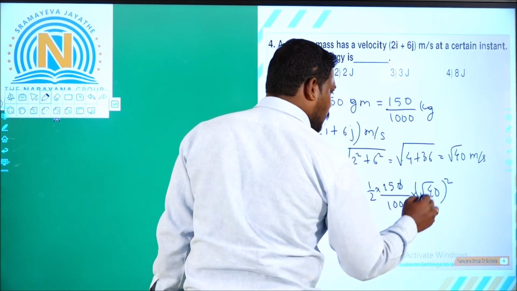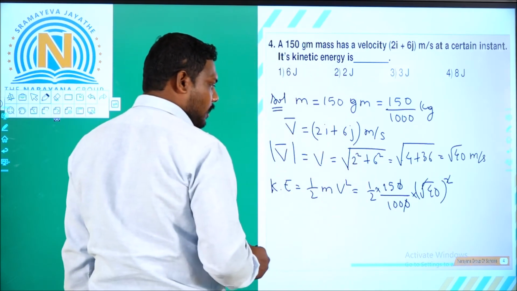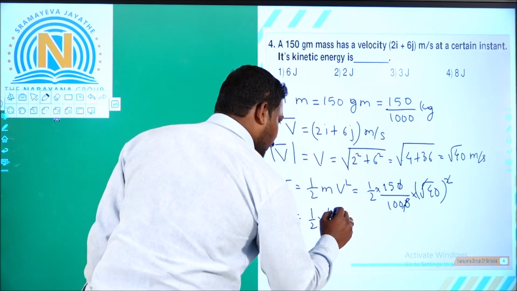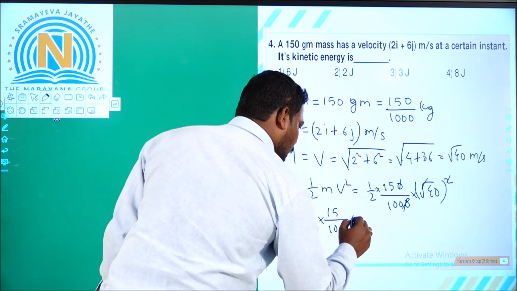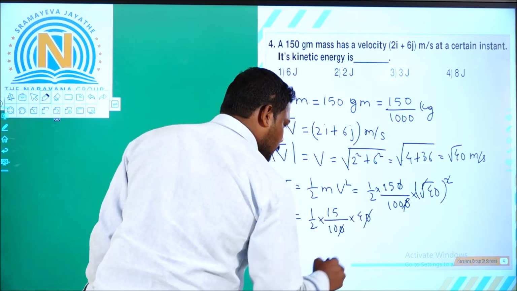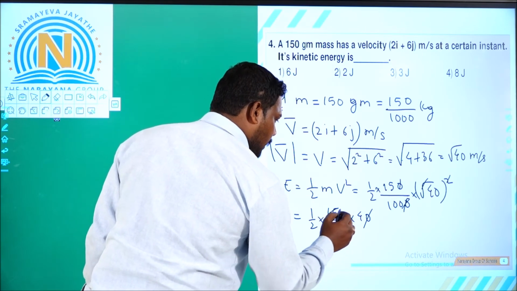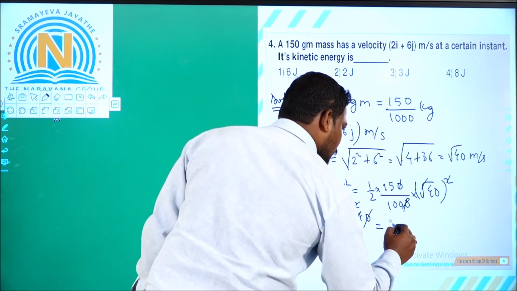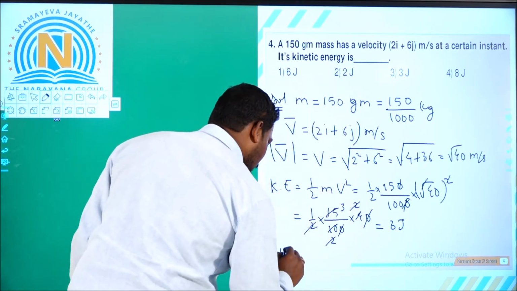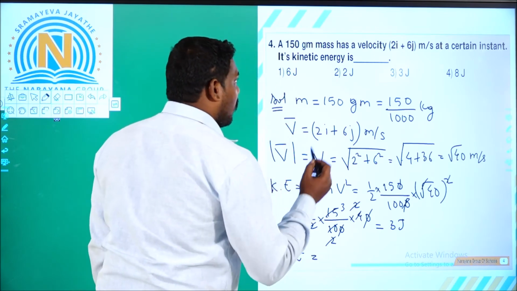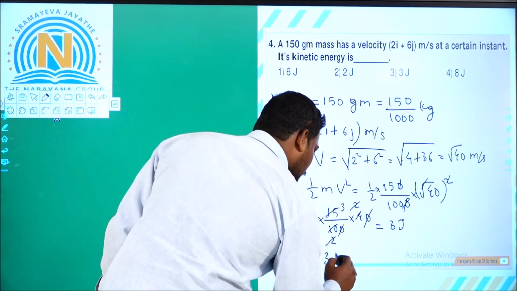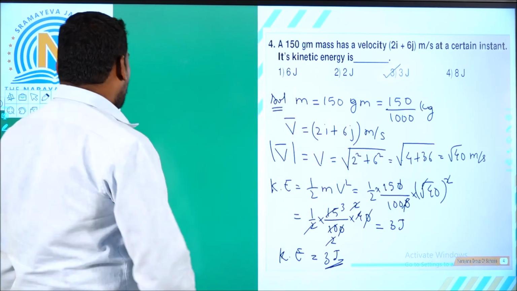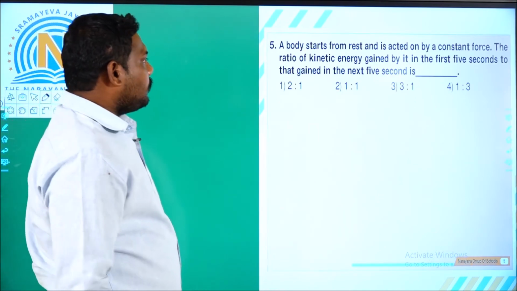So the root and square get cancelled. So we will be remaining with 1 by 2 into 15 by 100 into 40, 5 2s are 10, 5 3s are 15, 2 1s are 2. So the answer is 3 joules. So the kinetic energy of the body is 3 joules at that instant. Okay? Right. Let us go to the fifth question.